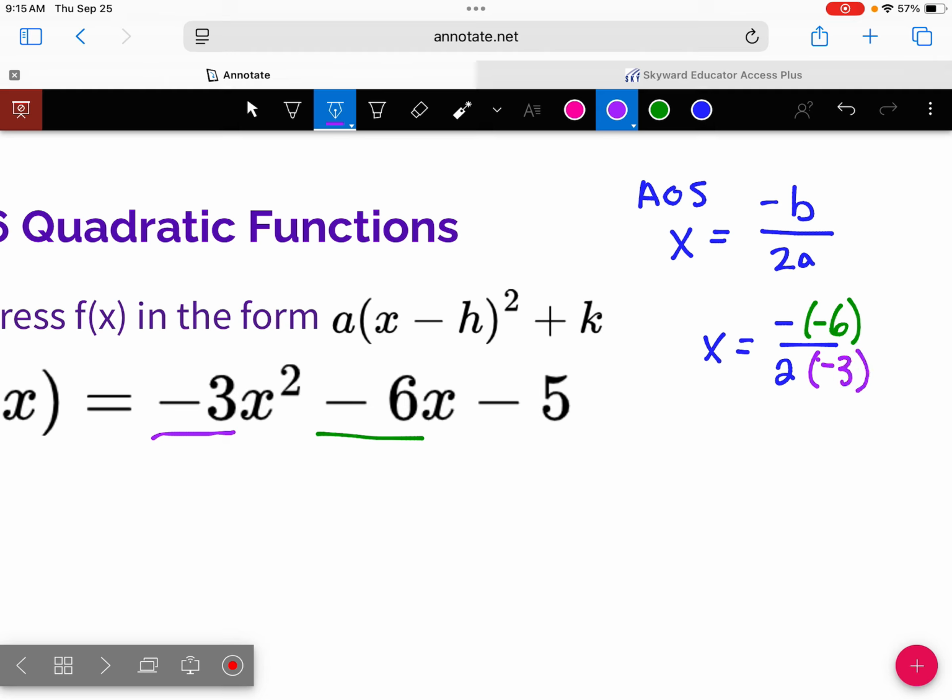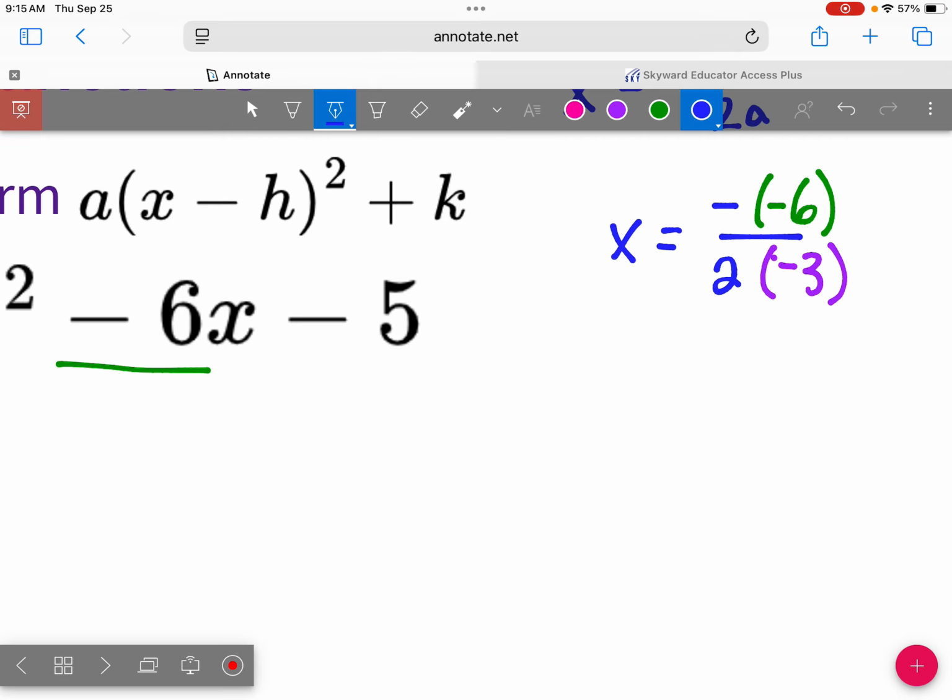It's really important that we don't forget the opposite of b on the top or the 2 in the denominator. Both pieces are very, very important. So our x value of our vertex is going to be the opposite of -6, so +6, over 2 times -3, which is -6. I'm good at writing.